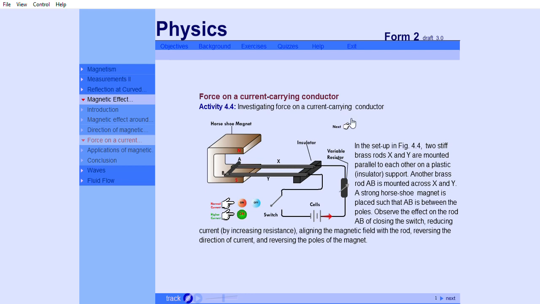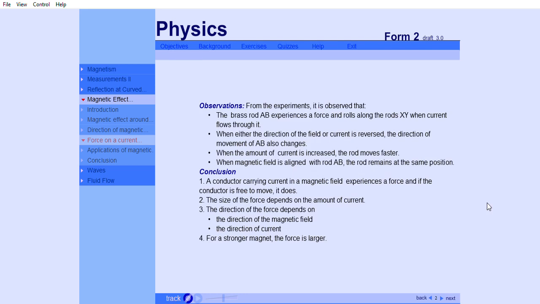Observe the effect on the rod AB of closing the switch, reducing current or increasing resistance, aligning the magnetic field with the rod, reversing the direction of current, and reversing the poles of the magnet. Observations. From the experiments, it is observed that the brass rod AB experiences a force and rolls along the rods XY when current flows through it.